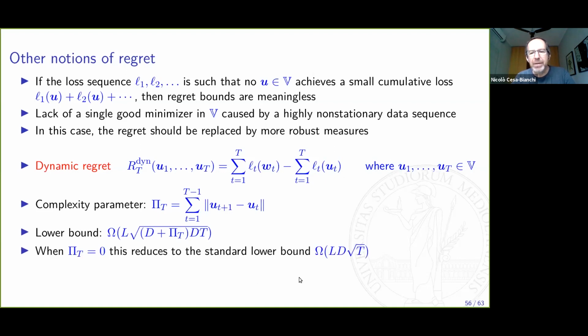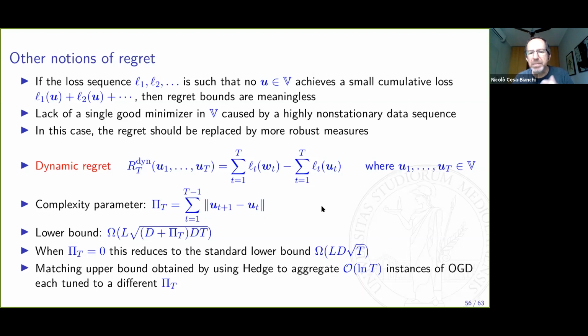I can prove lower bounds of this form, which tell you that if you want to compete, it's not the end of the world. You have to have a dependence that is slightly more articulated, which includes this additional complexity parameter. When the complexity parameter pi is 0, we fall back to the original definition of regret, and to the standard lower bound. And it is possible to match this lower bound.